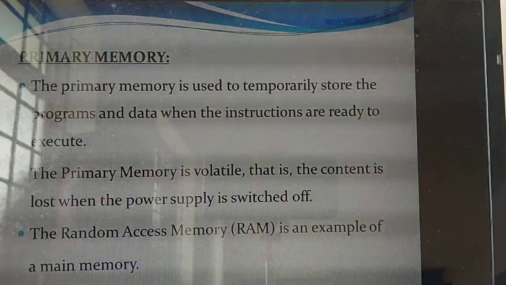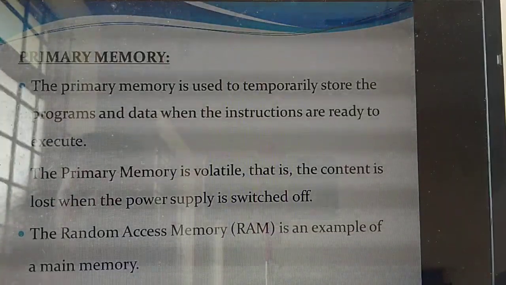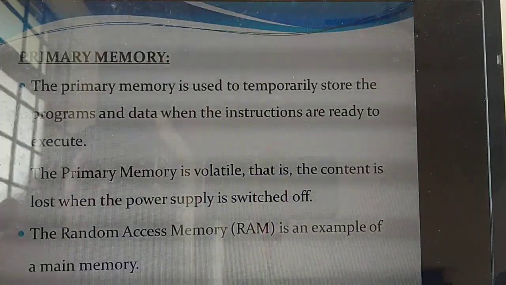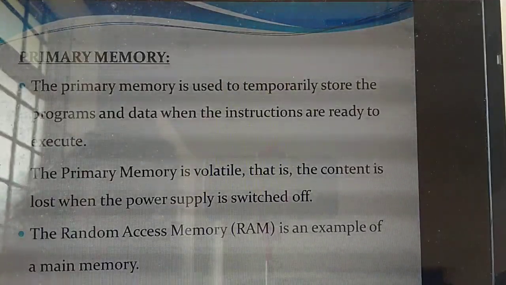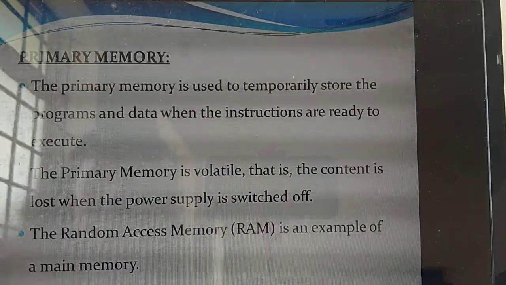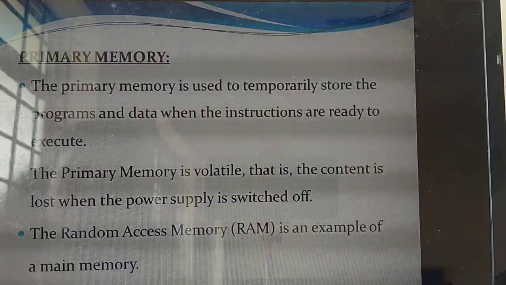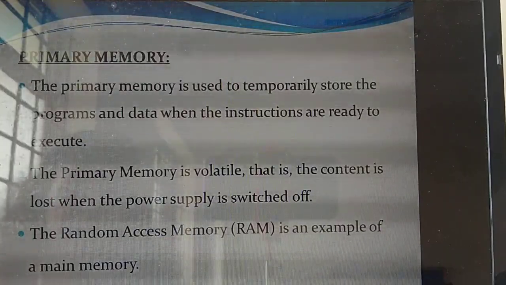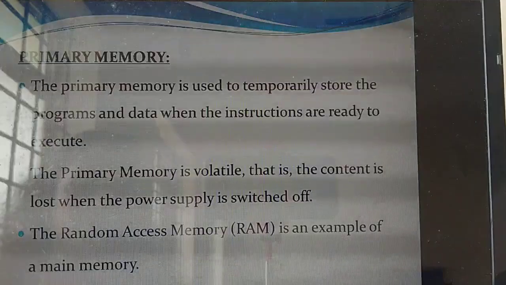So the best example is RAM. RAM is an example of primary memory, which is random access memory. This is also one of the important questions. RAM is an example of main memory. Dash is the example of main memory. RAM is the example of primary memory.